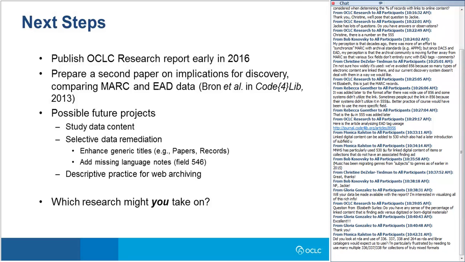Okay, so let's have some meaty discussion. Monica asks, did you look at RDA and the use of 336, 337, 338, and 264 as RDA and library catalogers would expect us to use? She is particularly frustrated by needing to use multiple 336, 337, 338 fields for collections of truly mixed formats.